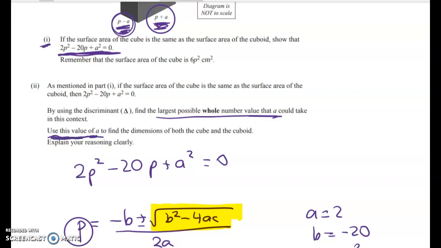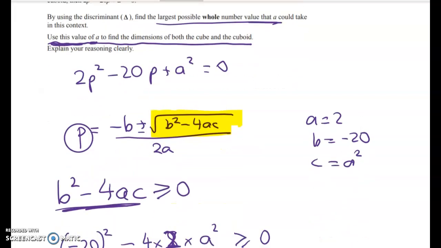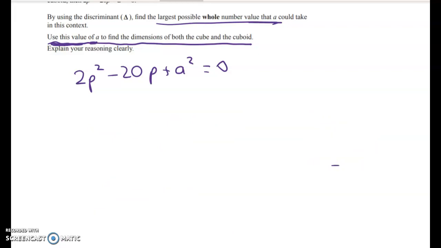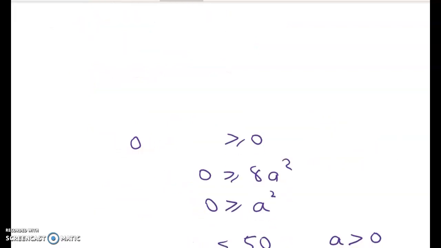So use this value of a to find the dimensions of both the cube and the cuboid and explain your reasoning carefully. So when I did this question, I used the hint about using the discriminant. And if that hint hadn't been there, I don't think I would have done it that way, right? So I'm going to show you now what goes wrong when a is equal to 7. And if you've got a graphics calculator, you can figure that out pretty quickly. So we've used the discriminant and we've got a is equal to 7. But now we have to find the dimensions of the cube and the cuboid. I just need a bit of working space for this.